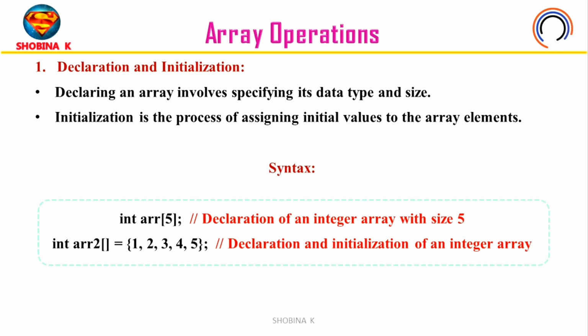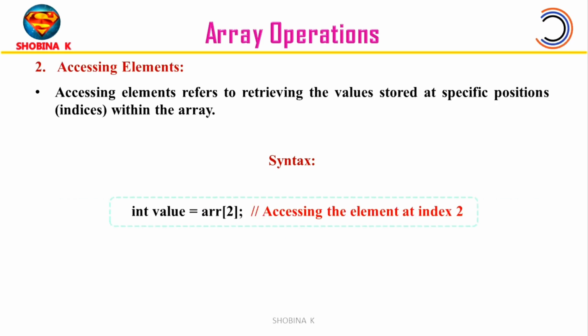And here is the syntax. The first line is the declaration of an integer array with size 5. Line 2 is the syntax for declaration and initialization of an integer array. And the next operation is accessing elements. Accessing elements refers to retrieving the values stored at specific positions, called indices, within the array. And this is the syntax. Here we are accessing the element at index 2.